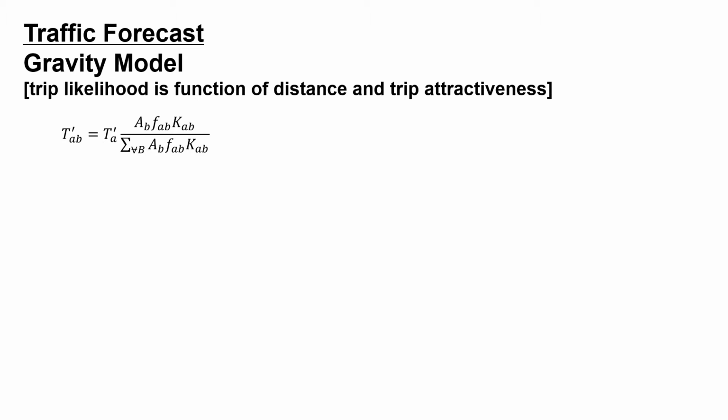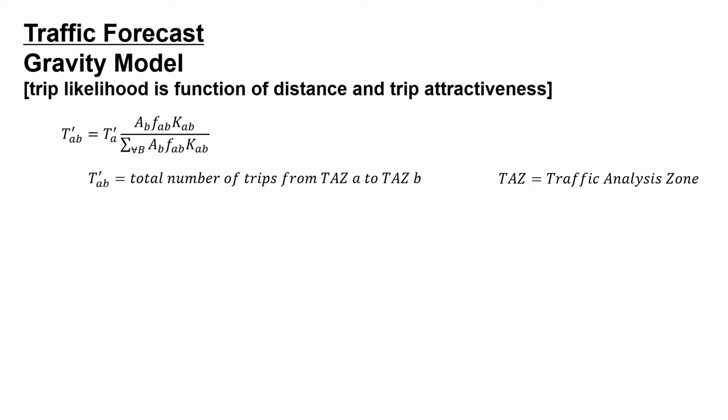Of course, there are many more sophisticated models in traffic forecasting. This is a simplified model just looking at this one perspective, but there are lots of other things that we can consider if we're actually doing traffic forecasting. And so what we're going to do is solve for the total number of trips from TAZ-A to TAZ-B, where TAZ is the traffic analysis zone. This is what we're going to use the equation for.